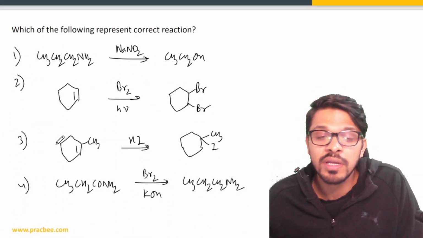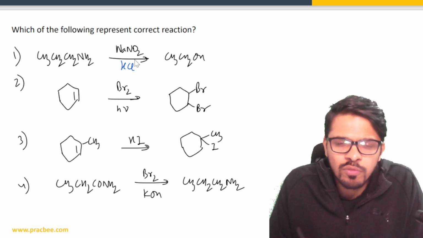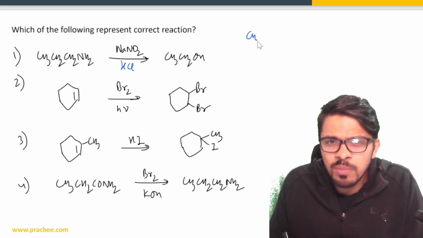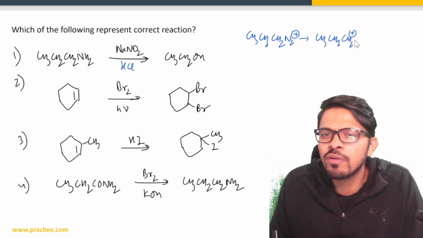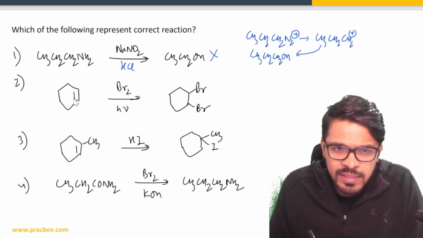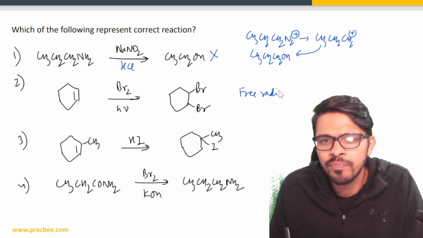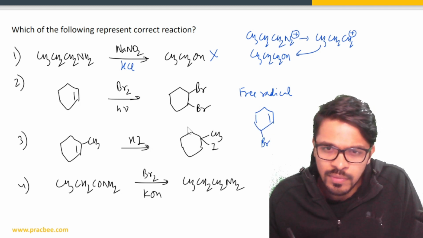Which of the following represents correct reaction? So first reaction is NaNO2. I think HCl would be present, right? So in this reaction, NaNO2 HCl basically produces N2 plus diazonium ion, which converts to CH3CH2CH2 plus, and if we have water, this gets converted to propanol, not ethanol, right? This is not the right answer. Next is alkene on reaction with Br2 hv. We know hv is basically free radical mechanism. So the correct answer has to be a double bond and a bromine like this on the allylic position.